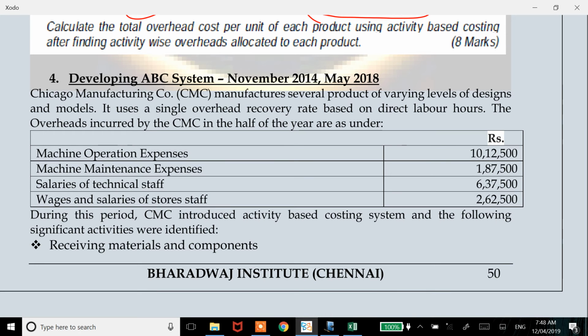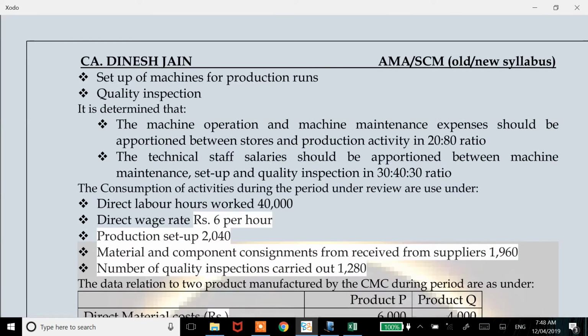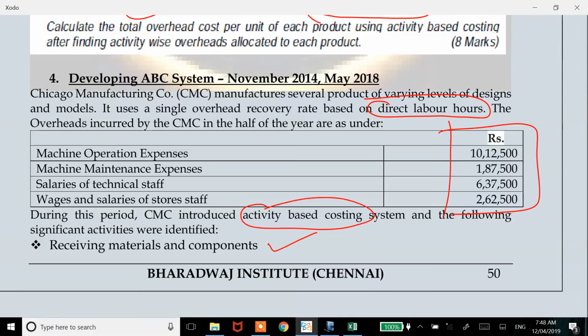Okay, I'll first start explaining it and then we get to the solving. In the past, I've been using a single overhead recovery rate based on direct labor hours. These are the expenses I incur. Now I'm thinking I'll introduce ABC, and in ABC these are the activities I have decided on: receiving material, setting up machine and quality inspection. These are the 3 activities which I have decided. If you look at the cost, it says machine operation, machine maintenance, technical staff and store staff. The expense names and the activities seem to be different here.